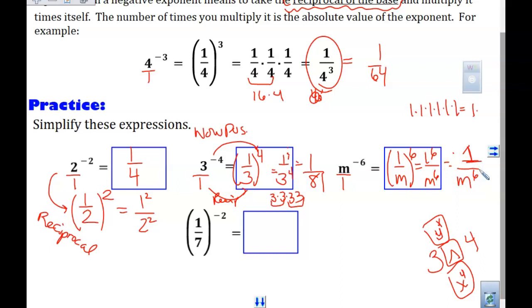Okay. When I look at 1/7 to the negative 2, I'm going to take the reciprocal of 1/7. The reciprocal of 1/7 is 7 over 1 squared, or we can just write it as 7 squared. 7 squared, at the beginning of the year when you multiply or memorize, 49. Okay? So when you're thinking about those.